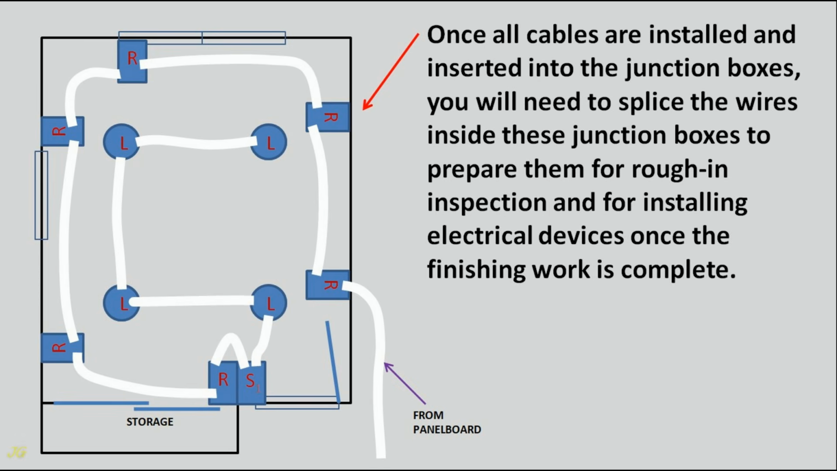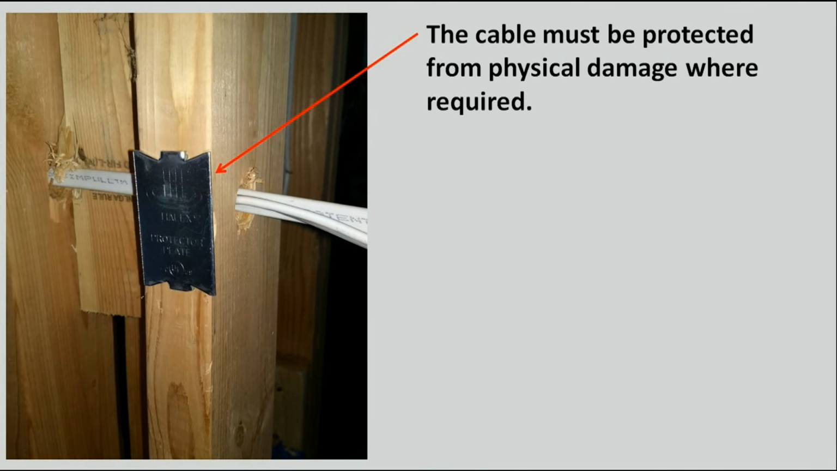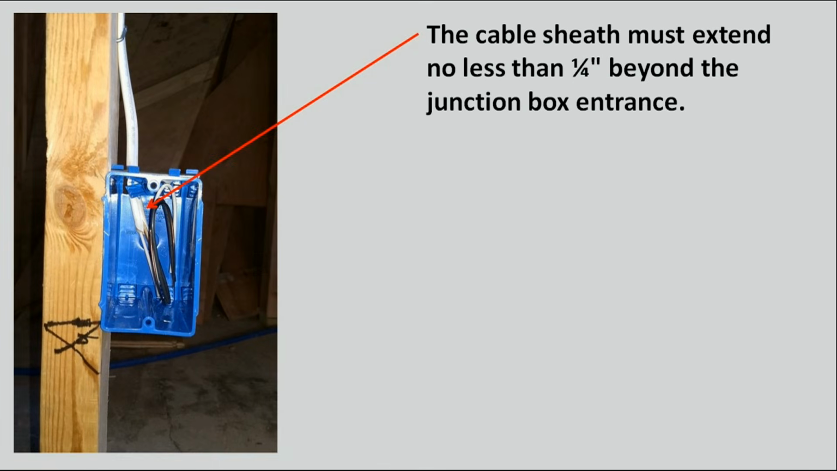Once all cables are installed and inserted into the junction boxes, you will need to splice the wires inside these junction boxes to prepare them for rough-in inspection and for installing electrical devices once the finishing work is complete. The length of the cable entering the junction box should be between 12 and 18 inches to allow for easy and proper connection of the wires. The cable must be protected from physical damage where required. The cable sheath must extend no less than 1/4 inch beyond the junction box entrance.